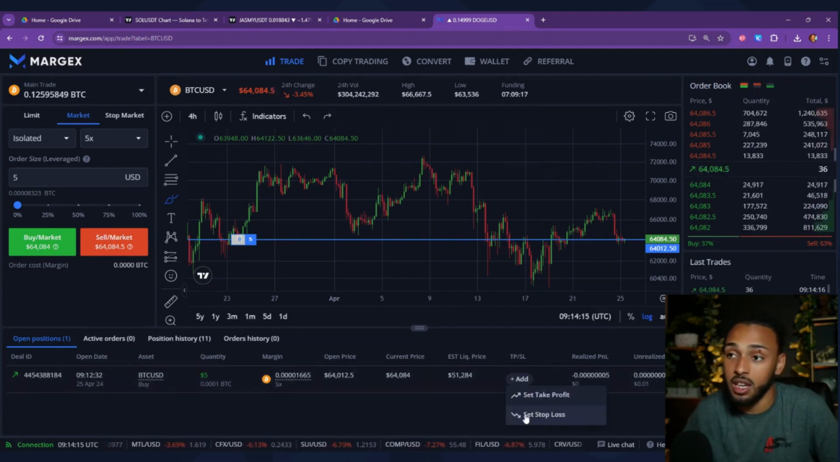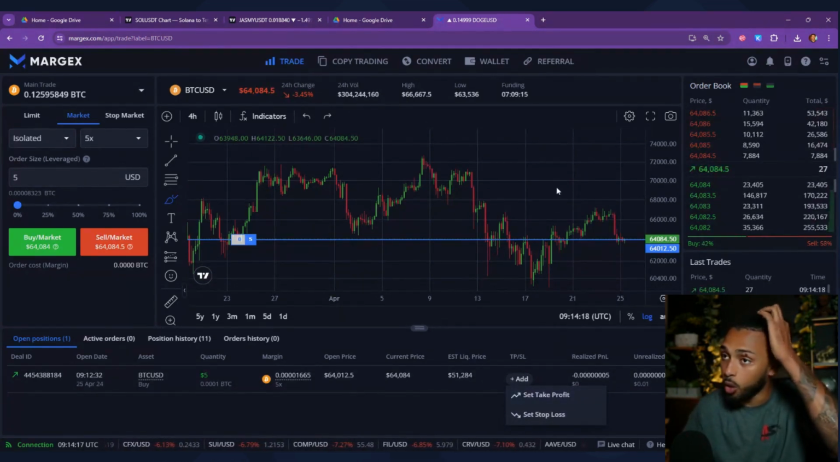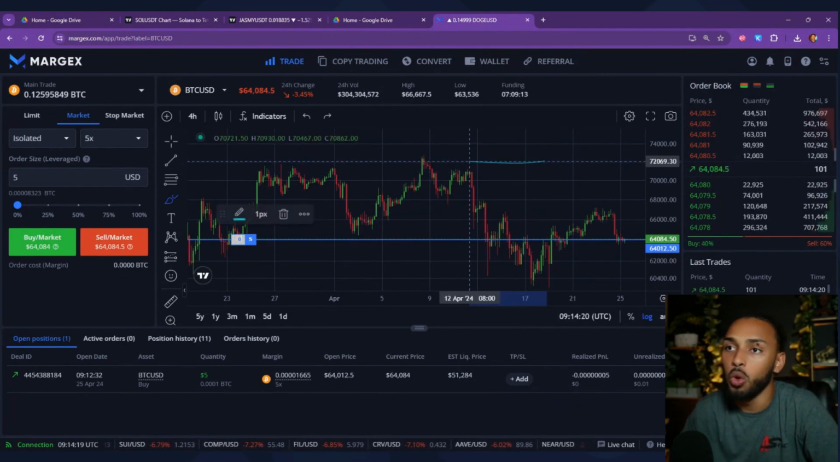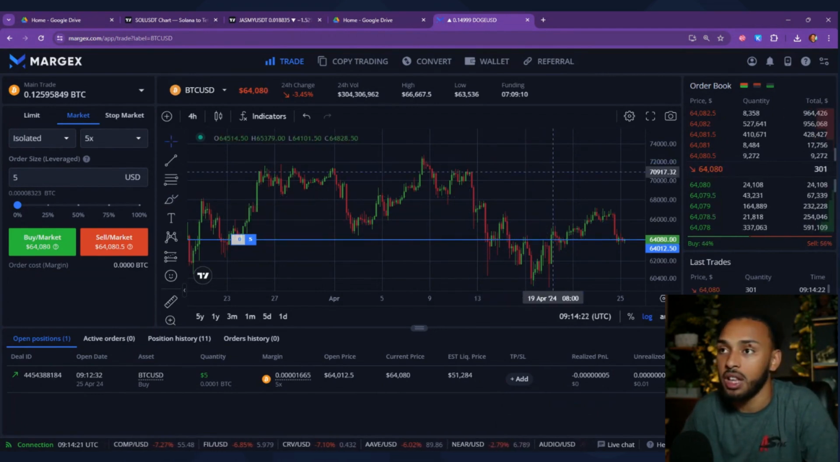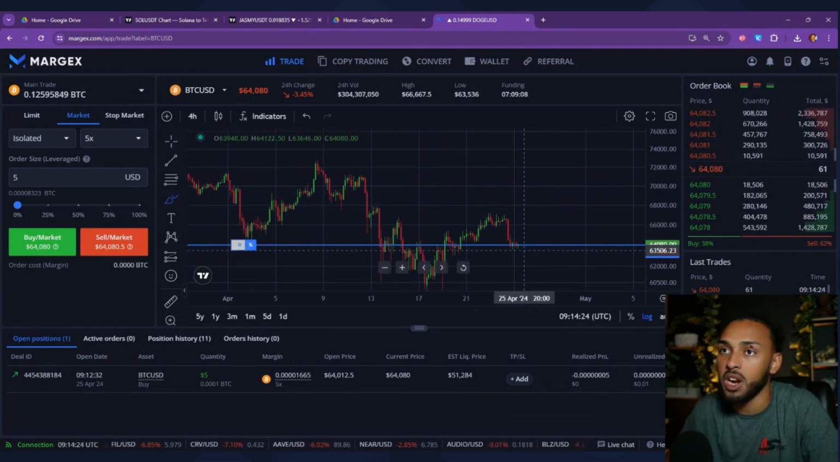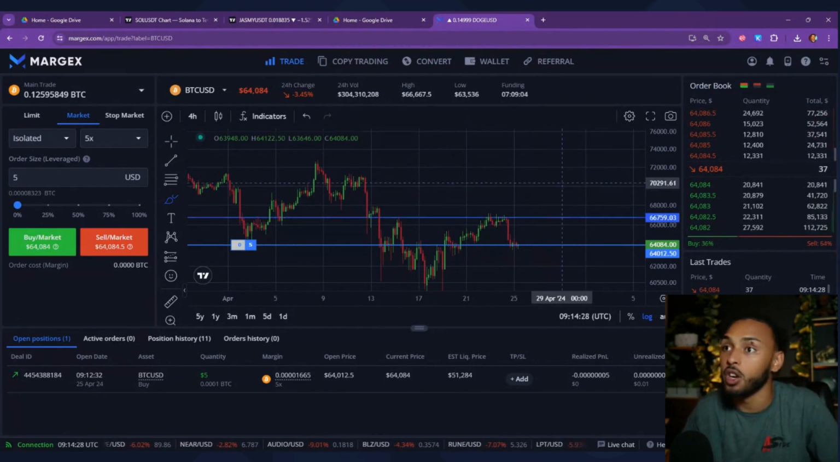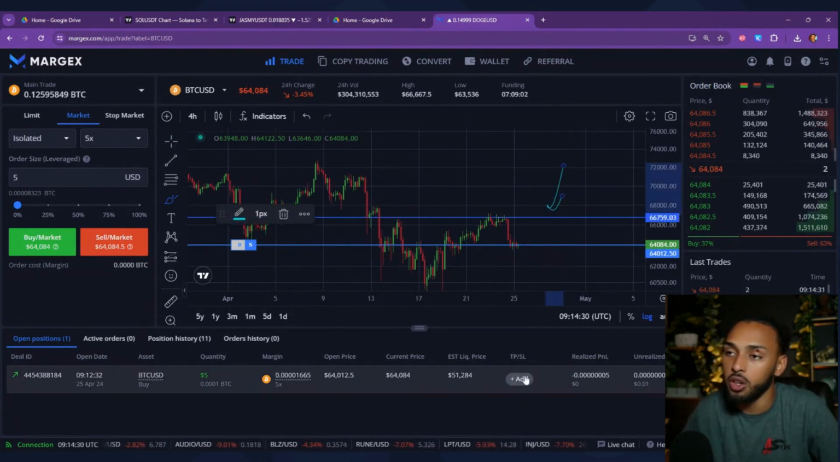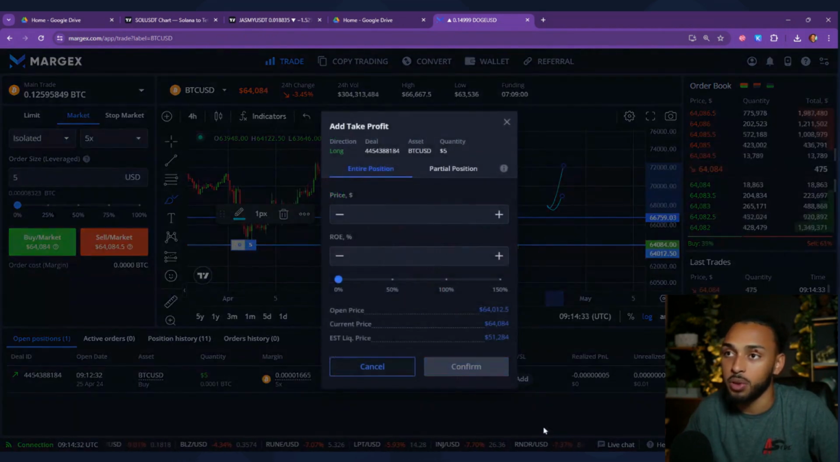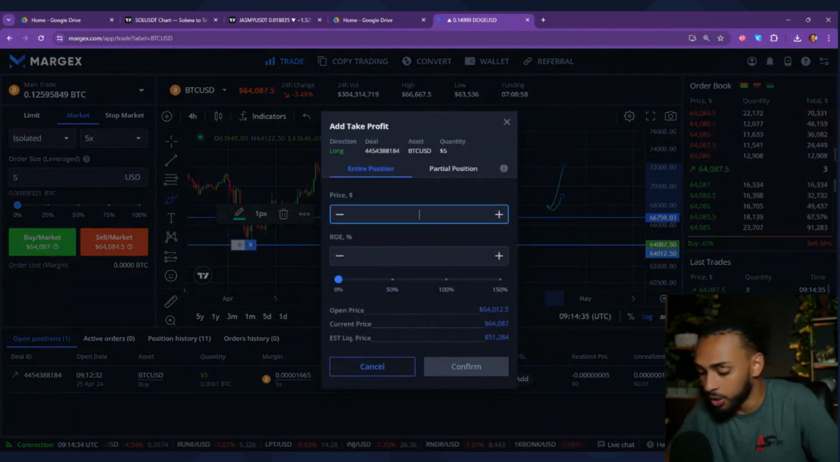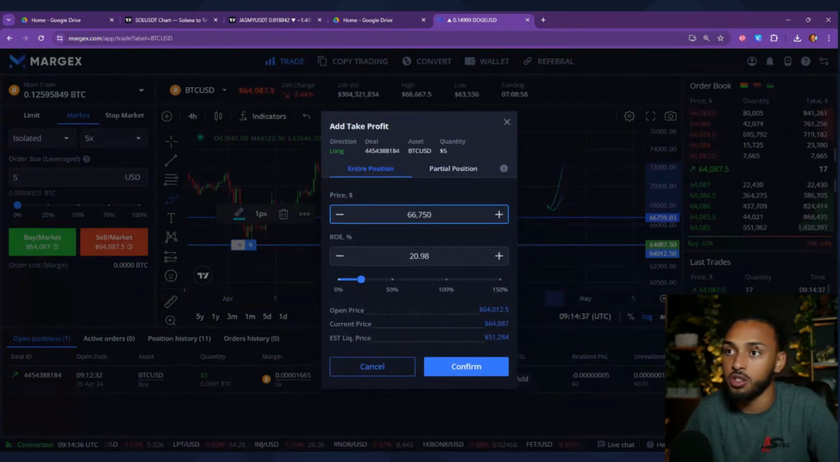And so it's really easy to go in and add. Let's go ahead and let's say, okay, on this trade that we have right now, boom, we want to go in and we want to set a take profit level. So let's say that we think that Bitcoin's price is going to go all the way back up to retest this high. Let's call it $66,750 right here. What we're going to do is we're going to go in and add a take profit. So let's press set take profit. And we're going to go in and we're going to type in $66,750.